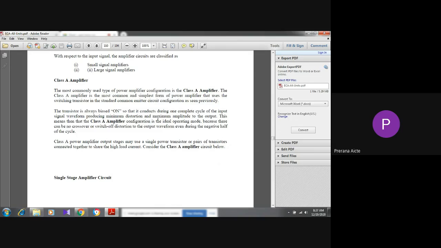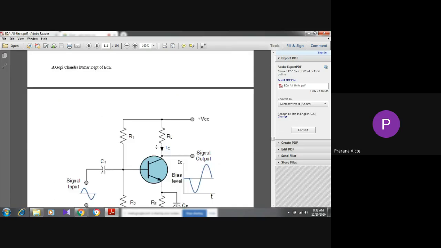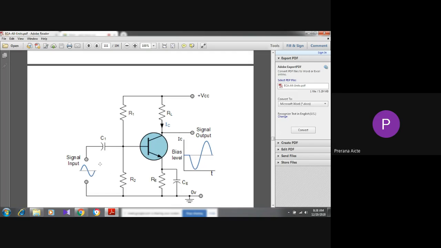Here class A is the most common and simple form of the circuit. The transistor is always biased on so that it conducts during one complete cycle of the input signal waveform. See this figure. This is the circuit, and here we are giving the input signal. This is the input coupling capacitor, and here we can measure the output signal. There is a 180 degrees phase shift. Simply it is a CE amplifier, so in a CE amplifier we will obviously get a phase shift of 180 degrees.